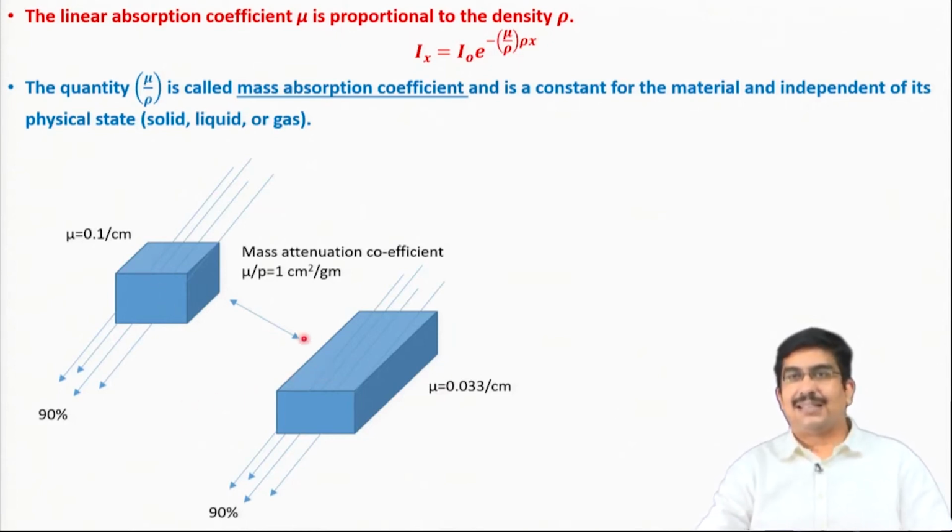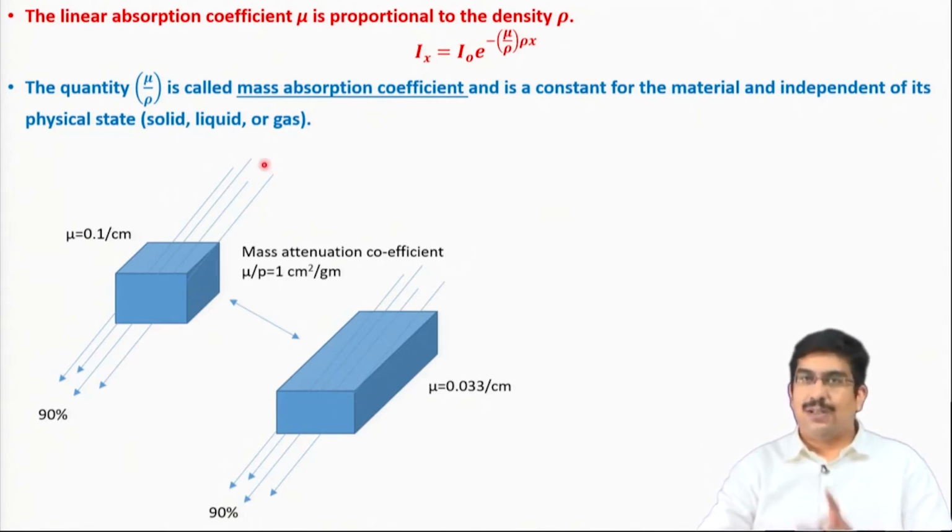Now, one more example: we are considering two blocks of the same material, and we see that of the 100% incident X-ray, 90% is getting transmitted for both of them and 10% is getting absorbed. Their thickness, or the distance that the X-ray beam travels, is also different, but their mass absorption coefficient is different because of the density. So, the linear absorption coefficient only depends on the distance it travels and the amount of the absorption.